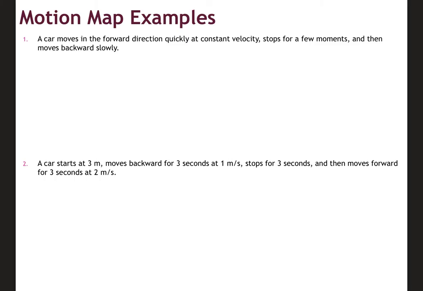So for number 1, a car moves in the forward direction. That's typically to the right when we draw things. Quickly, at constant velocity, stops for a few moments, and then moves backwards slowly. Notice here you don't have any numbers, so there's many different ways to draw this. Try right now, pause the video, and try and draw a version that would be consistent with that.